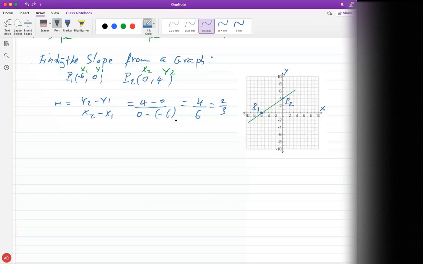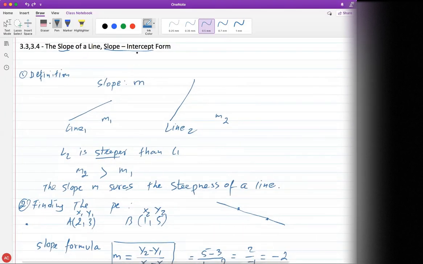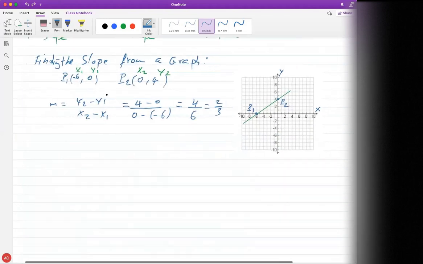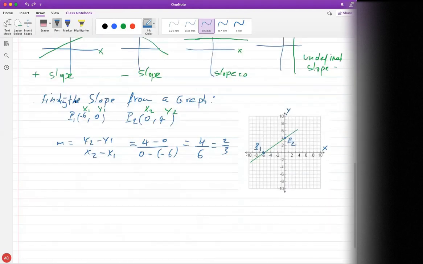So that's one way to find the slope. Another way to find the slope is easier. We can just read it from an equation. And that equation is what we mentioned earlier here, slope-intercept form. This would be number 3, I believe.